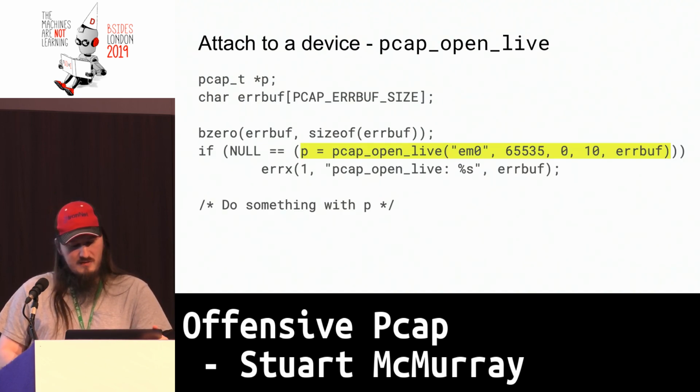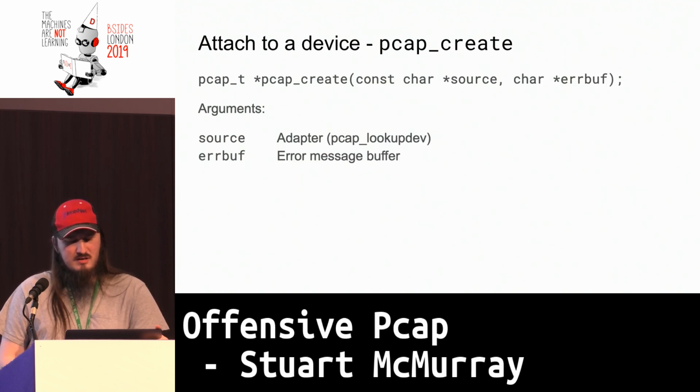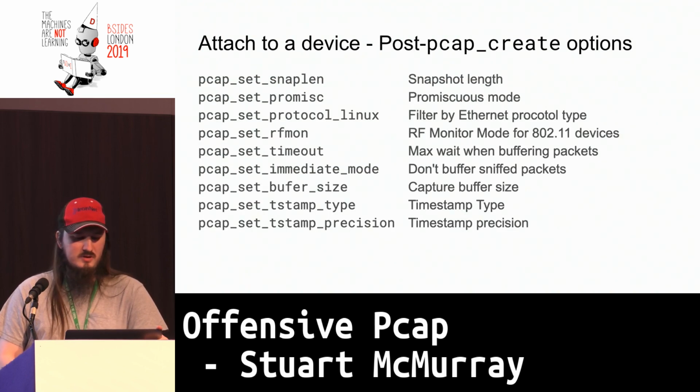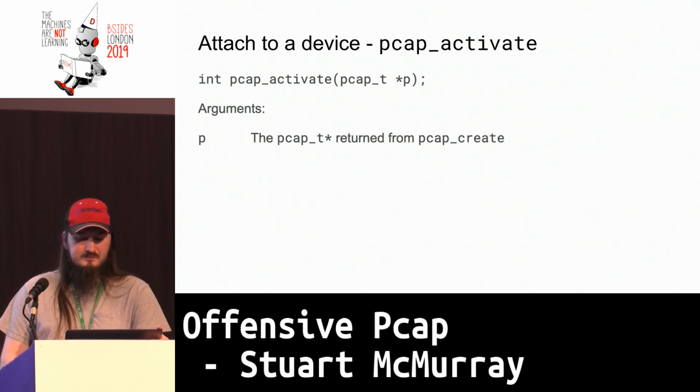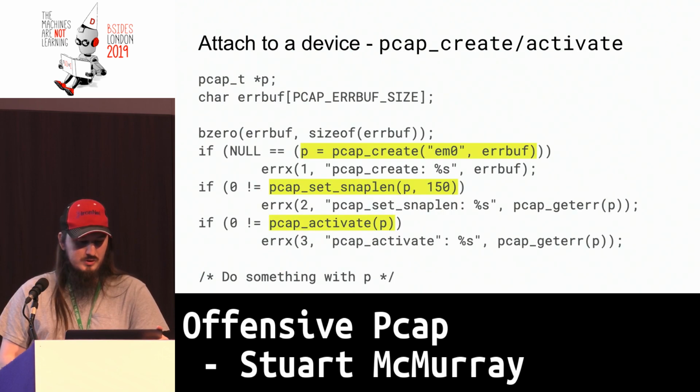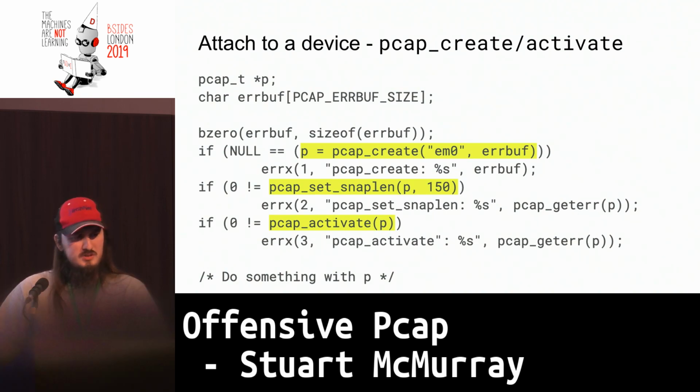Then you have an option. You can either pcap_open_live, which allows you to set some parameters. You can pcap_create, which is more or less the same. It's sort of the modern way of doing it. And you give it your source device, em0 in the last example, and an error buffer. And then you can set some options. You can say, hey, I want this timeout when buffering packets, or I want this timestamp type, or what have you. And then you activate it. pcap_open_live does that all in one go. That's about what it looks like. You call the three, check for errors, and then just use p sort of as a read and write.